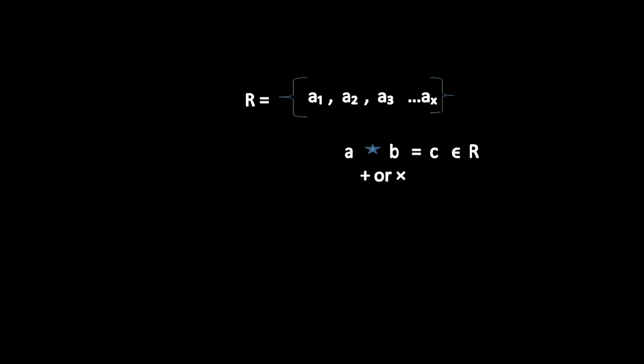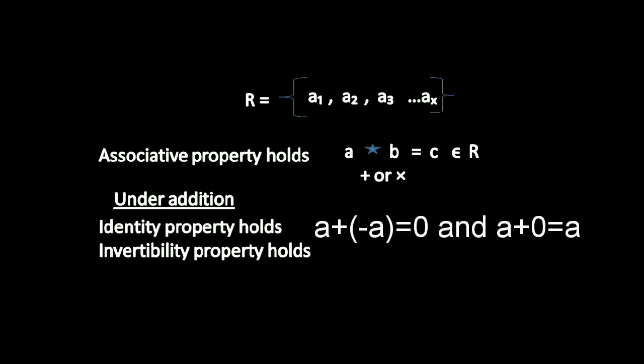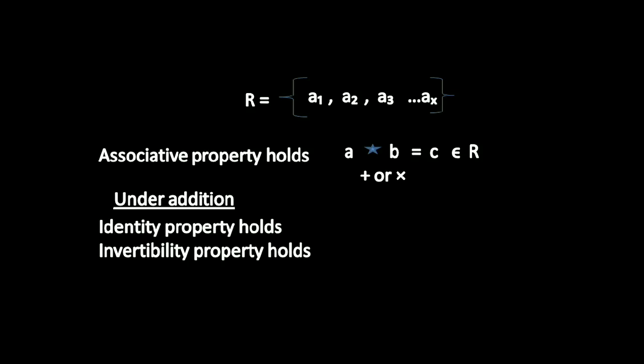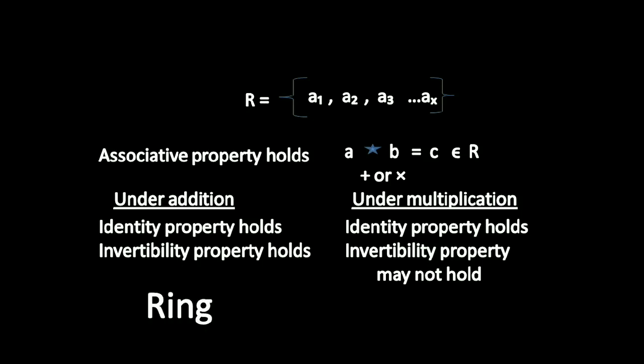Now let's come to something more specific. We have a set, let's say R. We plug two elements, apply an operation. Now this operation can be either addition or multiplication. Suppose we get a result which belongs to R. The associative property holds, and under addition there exists an identity and an inverse of every element, and under multiplication the identity property holds, but for every element we might not have its inverse. Then we call this set a ring.